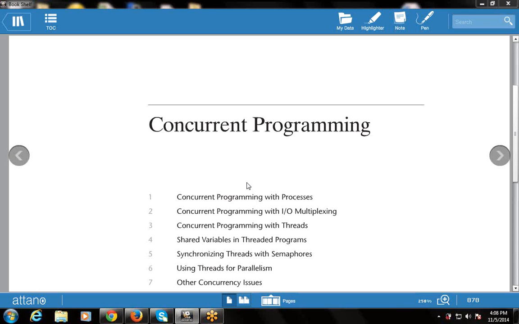Now today I'm going to start with a new topic, that is concurrent programming. But before this, let's take a quick review of the previous class, that is what we have covered in the last class.